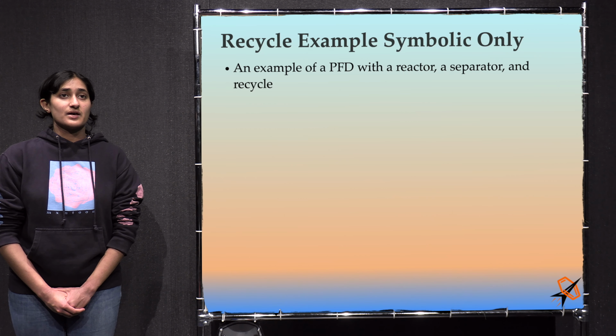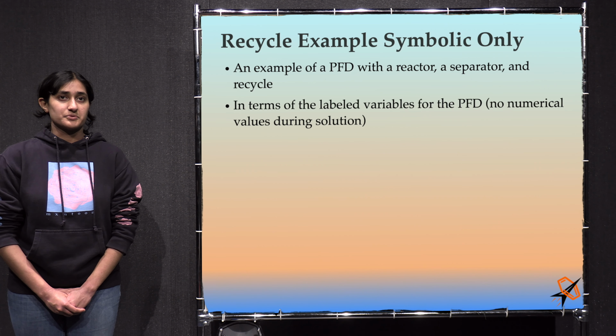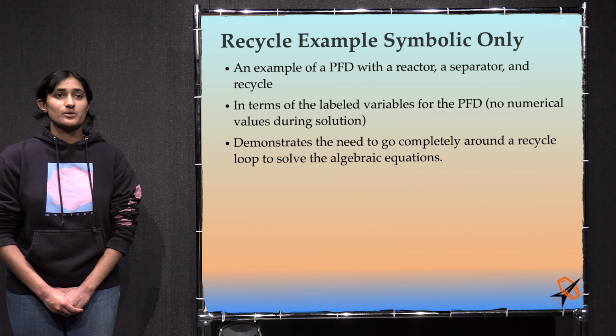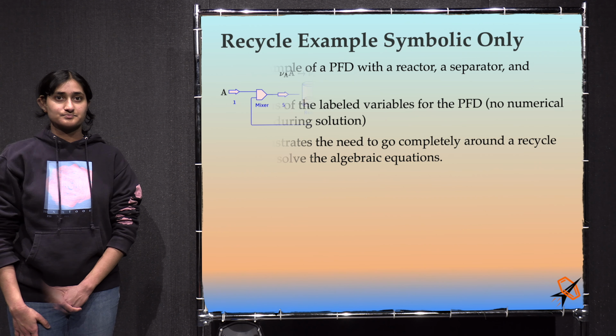This video is an example of a simple process flowsheet with a reactor, a separator, and recycle. The solution is purely in terms of the labeled variables for the flowsheet and demonstrates the need to go completely around a recycle loop to solve the algebraic equations.